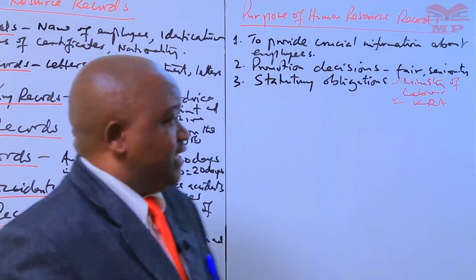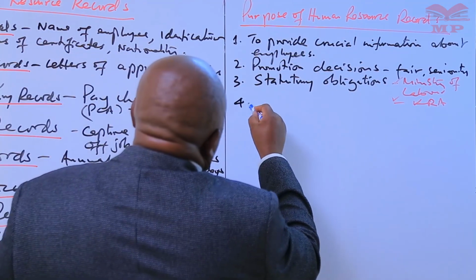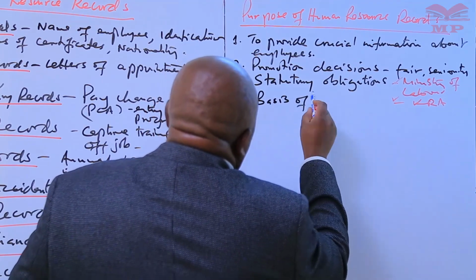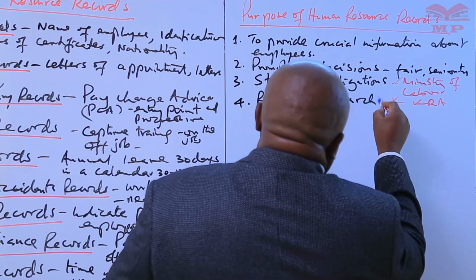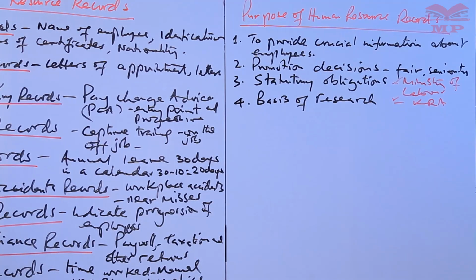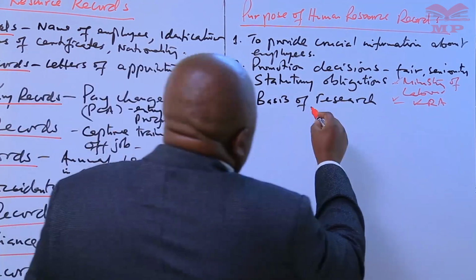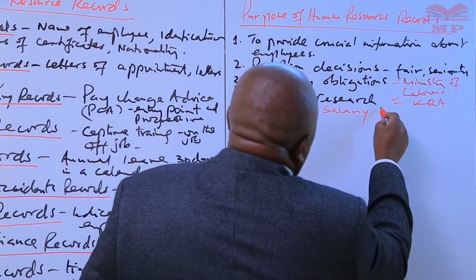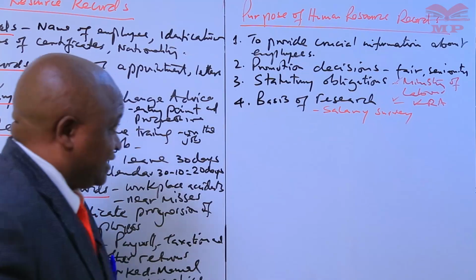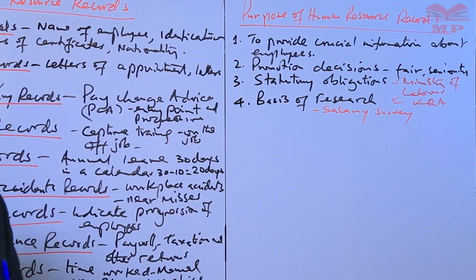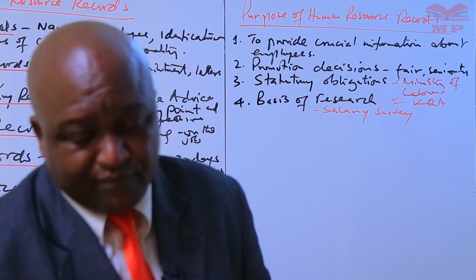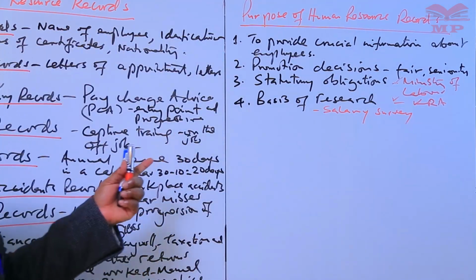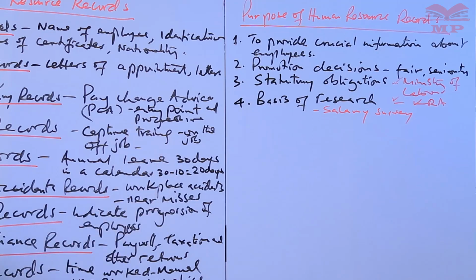Then also, these records can be the basis of research. Let us take an example. An organization wants to conduct, for example, something to do with a salary survey. So this salary survey can now be based on the documents that have been kept in the human resource department to be able to at least find out, for example, for a given stretch of time, what were the salary ranges, what were the salary rates, and so on. So as a basis of research, that one can also be useful.